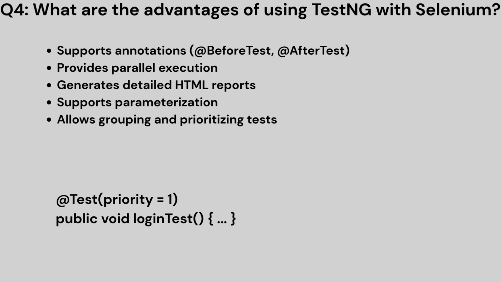You can also mention a code snippet if they ask you to write it. So you can mention @Test, you can give a priority of one and say my function is loginTest. So this loginTest with priority one will be executed before other functions. Now there are different other priorities also which we can discuss later, but this is the way we can answer the advantages of using TestNG.